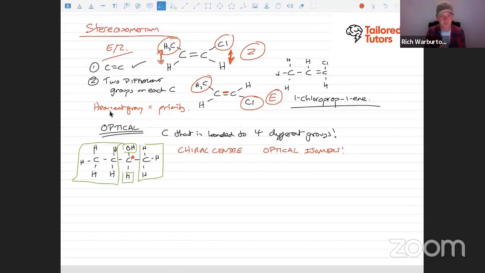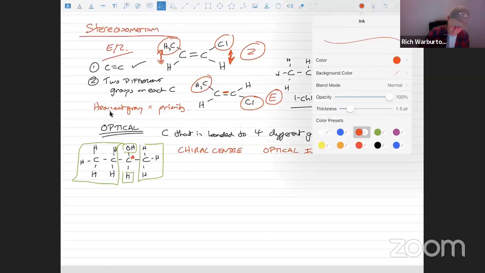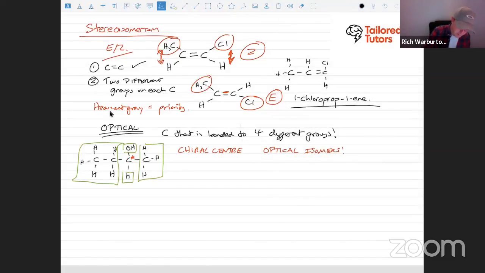This is a little bit more difficult, and this is where you need to draw a 3-dimensional tetrahedral structure. Like we focused on the double bond up here to show EZ isomerism, we focus on that carbon that's the chiral center in optical isomerism. So I'm going to draw my 3-dimensional tetrahedral structure, 109.5 degrees, just so you know. Okay, you need to remember those.